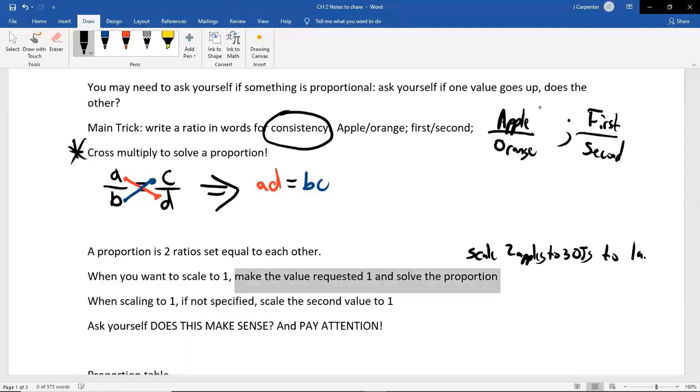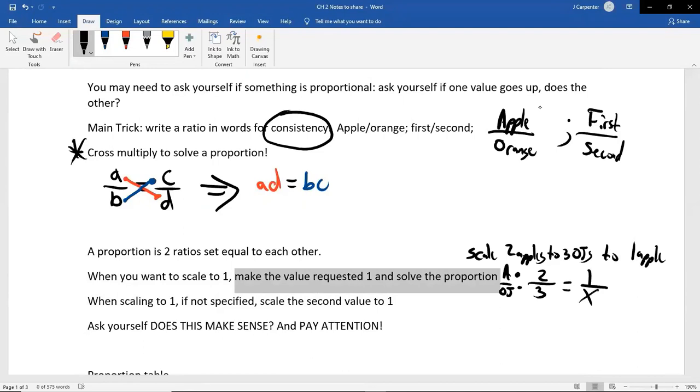to 1 apple, you'd have 2 over 3, because we're going apple over oranges, equal to, and because I said to scale the apples to 1, we'd go 1 over x. This would be our unknown. So the 1 is where the apples were. If I said to scale the oranges to 1, then the 1 and the x would be flip-flopped.